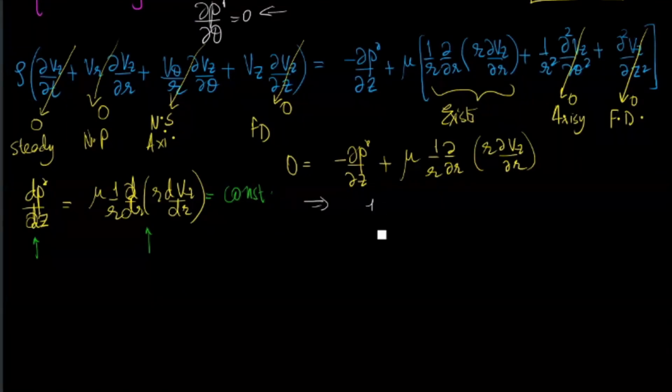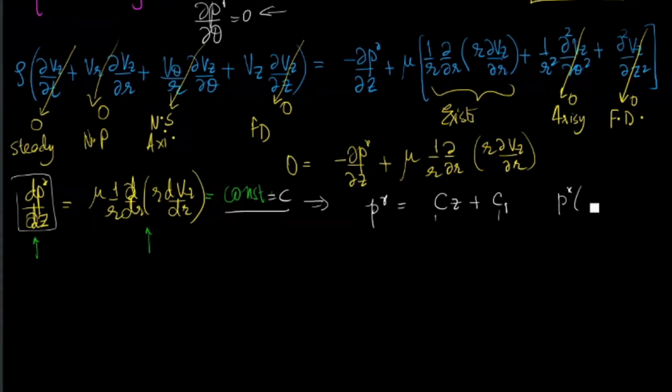So this implies that p star equal to, if I call this as C, it will be Cz plus C1. When I integrate this, I will obtain p star equal to Cz plus C1, and you can use the conditions to find out these two constants.